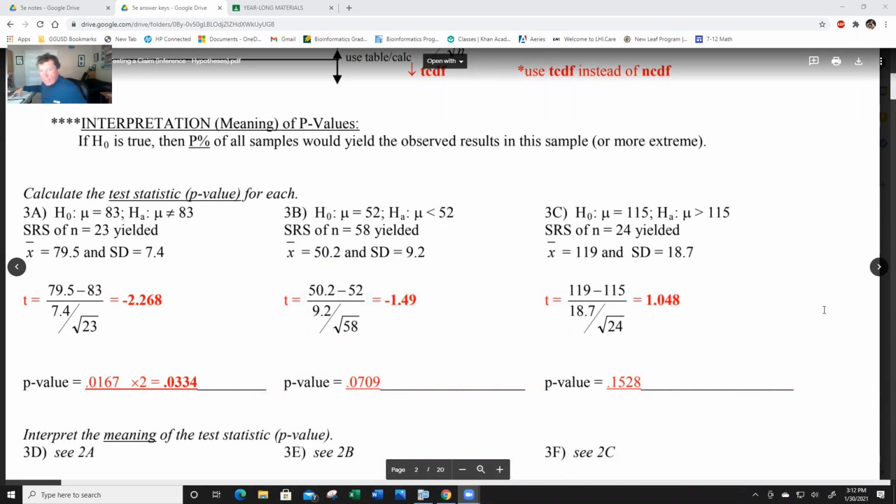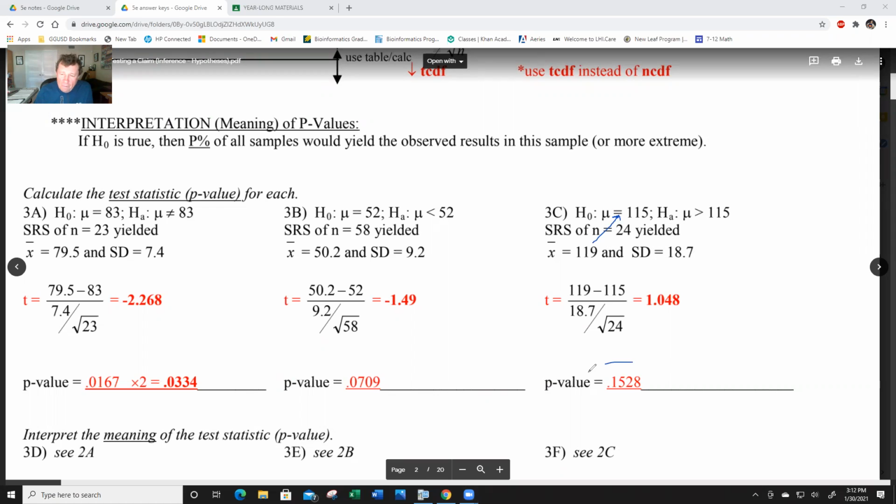So the next one we have, what do we got there? Mu is 115, and we have a greater than, we have a one-sided situation. So we think it's greater than 115. The sample size is 24, which makes the degrees of freedom 23. Our statistic came in as 119. That is a little bigger than this, but is it big enough to say that we don't think it's 115 anymore?